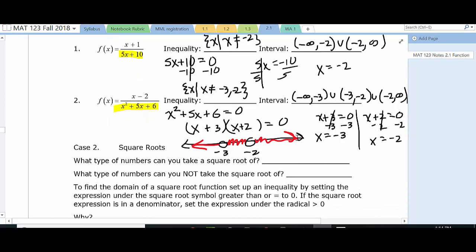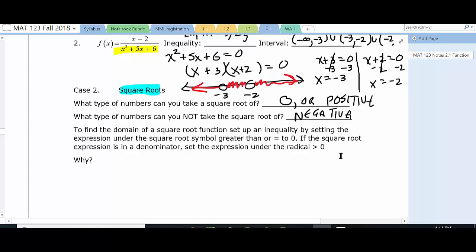Okay, the next thing we're going to look at is a square root. We're only going to look at certain kinds of functions. So the type of numbers that we can take a square root of would be 0 or positive numbers. You can take a square root of 0, you can take a square root of any positive number. What you can't do is take a square root of a negative number. Okay, and that's the whole key to figuring out the domain, is to understand that. Okay, so here's kind of the idea.